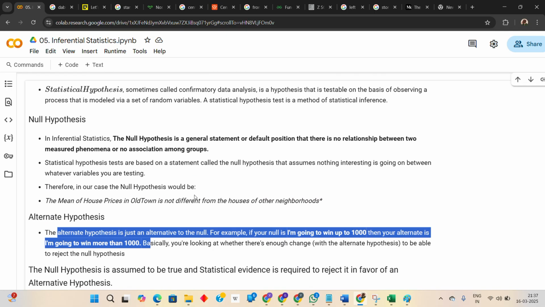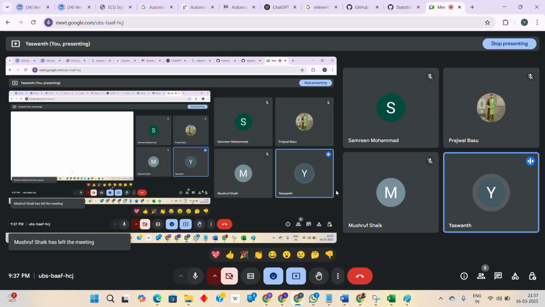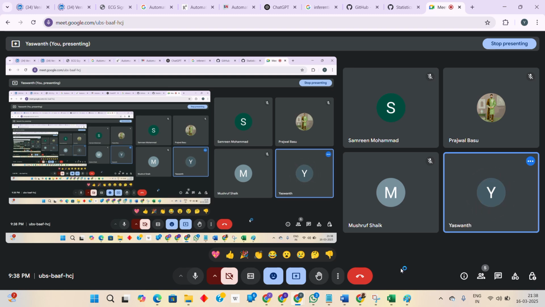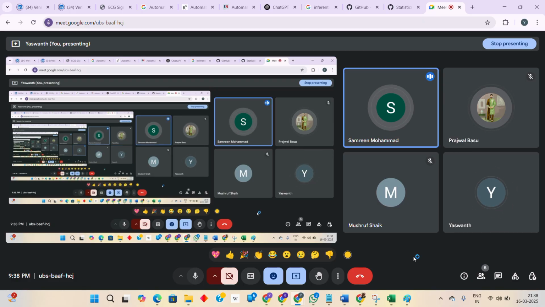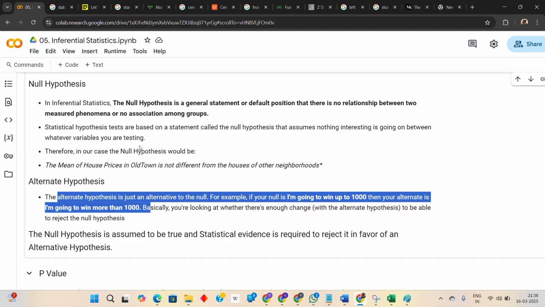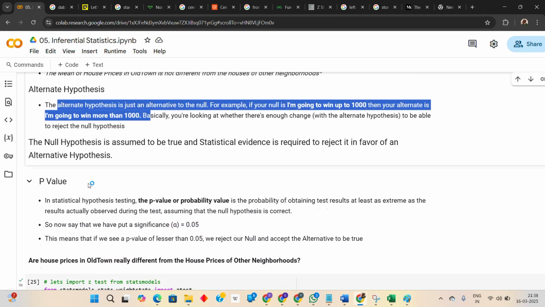Don't get confused. May I know whether this point is clear? The difference between null hypothesis and alternate hypothesis. Can I get a quick confirmation? Yes. Very good, Prajwal. What about you, Mustafa? Is it clear? Can I get a yes? Yes, Ashwant. Good, good. So don't get confused. It is a confusing topic. But if you repeat it two to three times, then you will get to know exactly the difference between null and alternate.